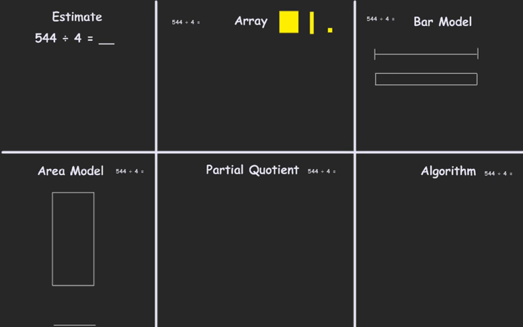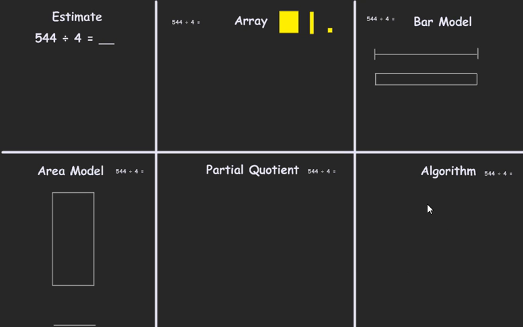Hey guys, for homework last night I had you solve this one problem using these 6 different ways. You had estimation, where you're estimating the division problem. We'll show you how to do that. Array, bar model, area model, partial quotient, and then algorithm. And you're solving the same problem but using the 6 different strategies.